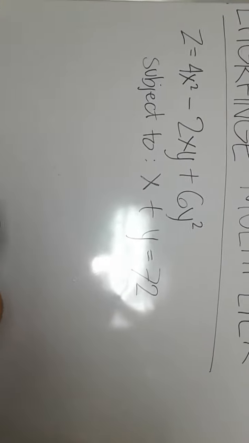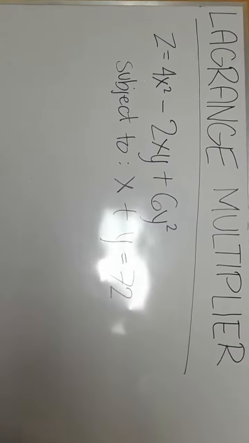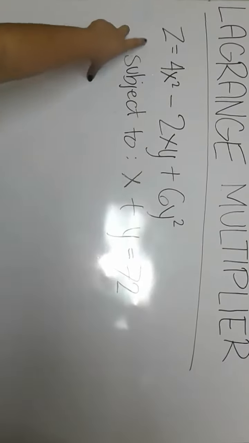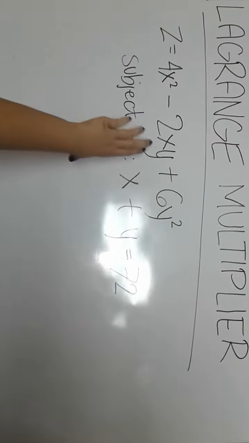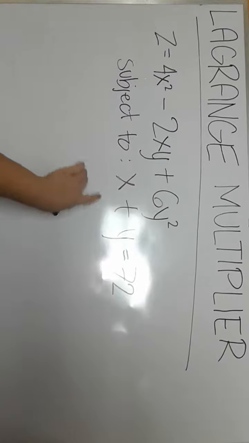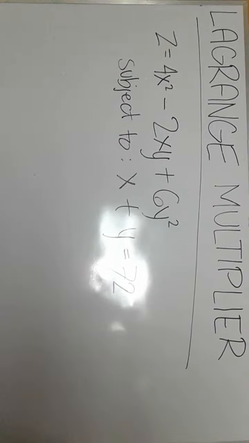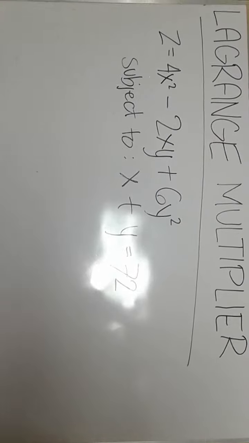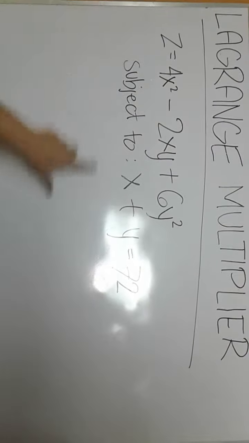Today we're going to talk about Lagrange multiplier. So now, suppose our objective function is z equals 4x squared minus 2xy plus 6y squared, subject to a constraint of x plus y equals 72. Now we're going to find its maximum function by combining z and your constraint.